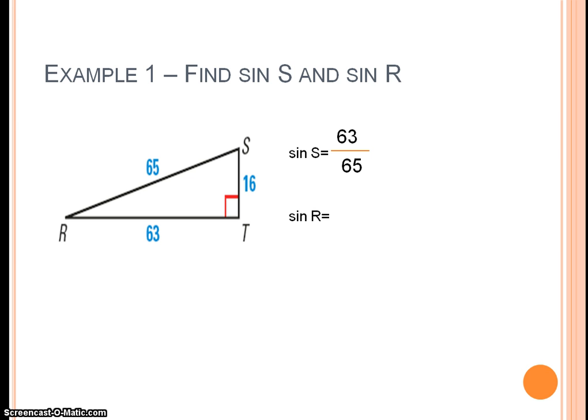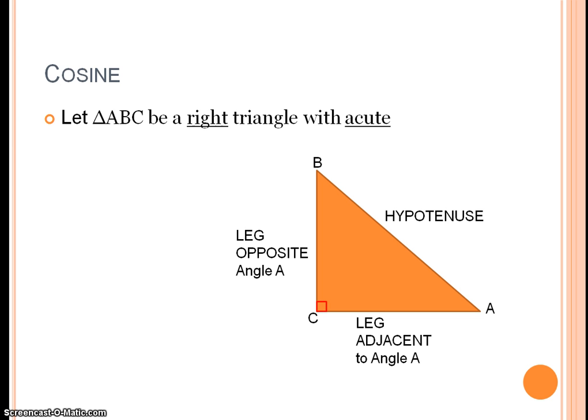Similarly, if I did sine of R, well, now it's going to change positions, since now the leg opposite is the 16, so the top value would be 16, but it's over the same hypotenuse of 65. So for sine, you're going to have the same denominator, but the numerator is going to change depending upon which angle we're talking about. The second one here is cosine.